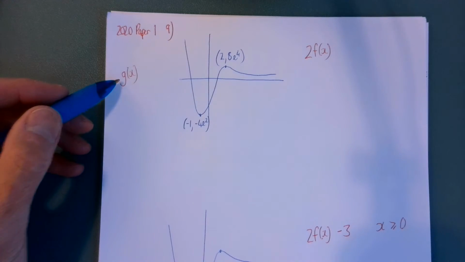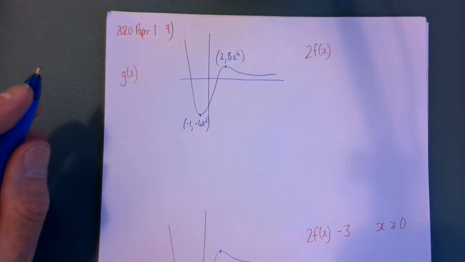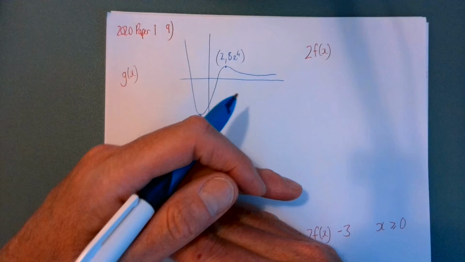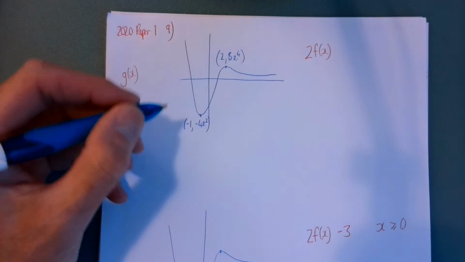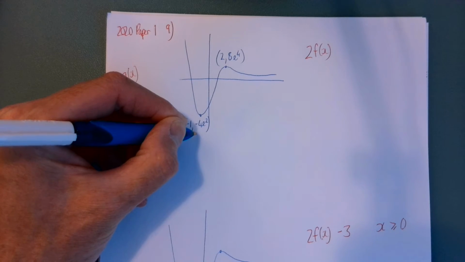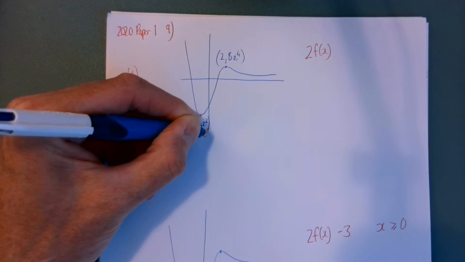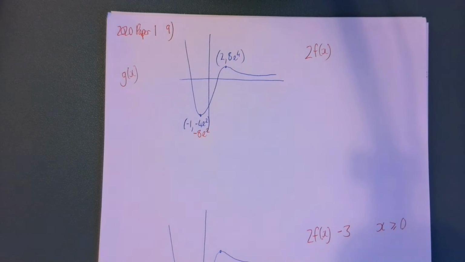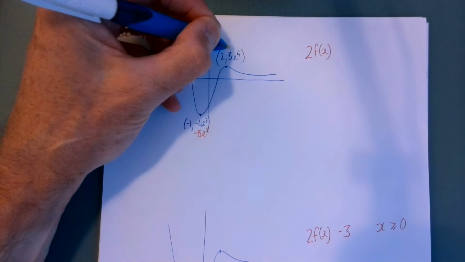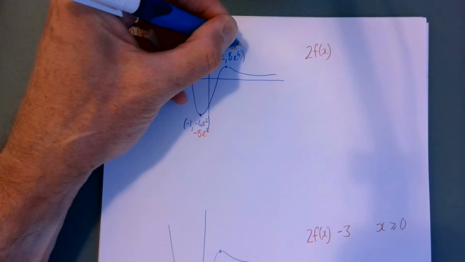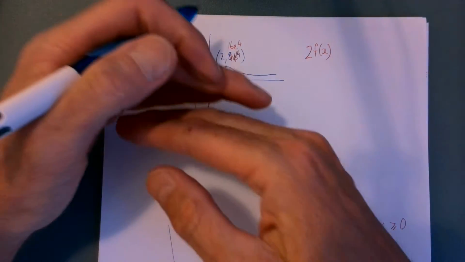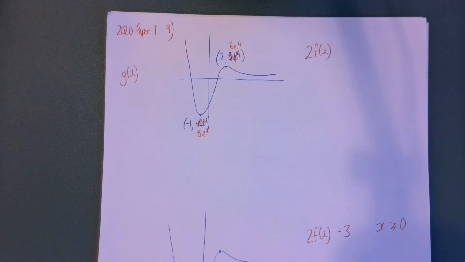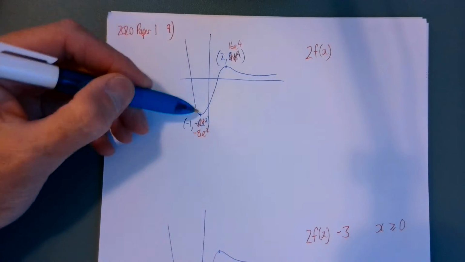We're asked about g of x, which is 2f of x. So that is a stretch with scale factor 2 in the y direction. So that just means those two turning points, this will become minus 8e squared, twice as far, it's been stretched, scale factor 2, and that will become 16e to the power of 4. That's the only change in terms of those turning points when you stretch the function with a scale factor of 2.